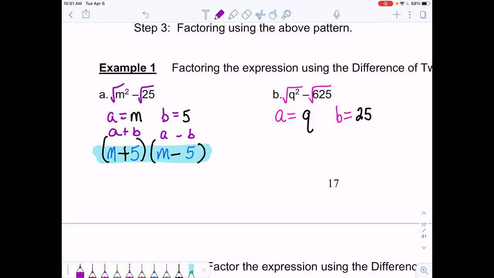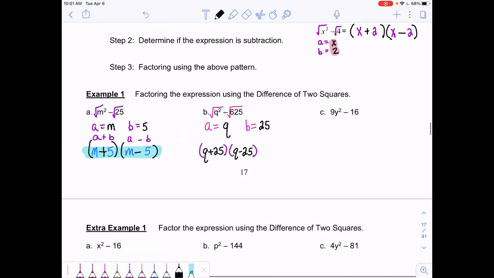So once you find those perfect squares, then you're replacing them in the pattern. And again, the pattern is A plus B, A minus B. So Michael, what is that going to look like? Yeah, and that's it. So it really is like we're not listing factors, we're finding perfect squares. You're using those 2 values and placing them in parentheses. Those are the factors. All right, let's look at C. C gets a little different.